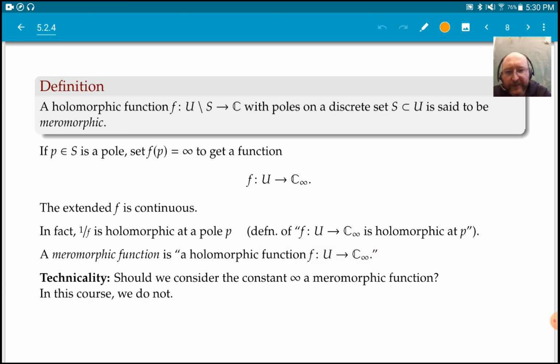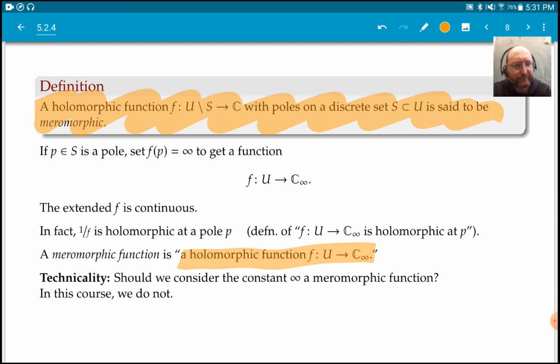However, in this course, we'll just say no. That's not what we mean by a meromorphic function, but that's really in the eye of the beholder. So in that case, it is a holomorphic function from U to C infinity, but we'll say it's not a meromorphic function. When we say meromorphic function, we'll mean the thing that's given by this definition: a holomorphic function valued in C with isolated singularities, and the singularities are poles.